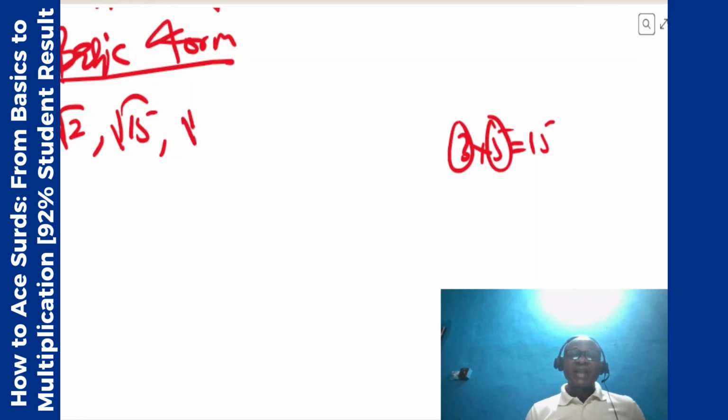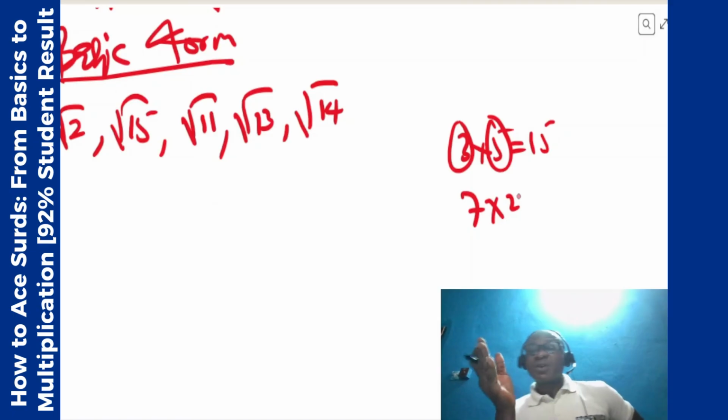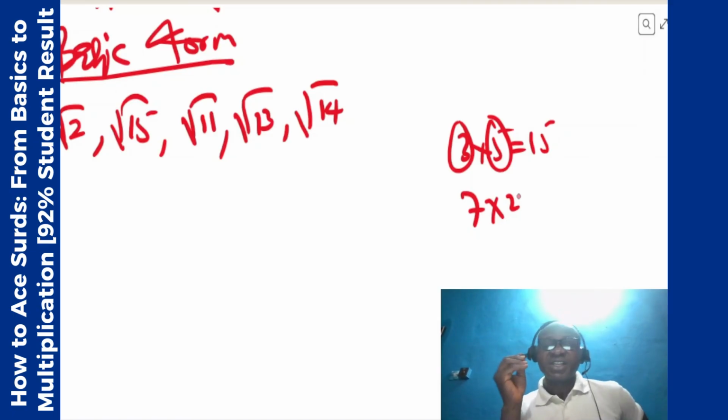So if I give you something like square root of 11, it is in basic form. You cannot simplify it. If I give you square root of 13, it is in basic form. If I give you something like square root of 14, it is in basic form, even though 14 is 2 times 7. But there is no square root of 7, and also there is no square root of 2. That is why we say a surd is in basic form.